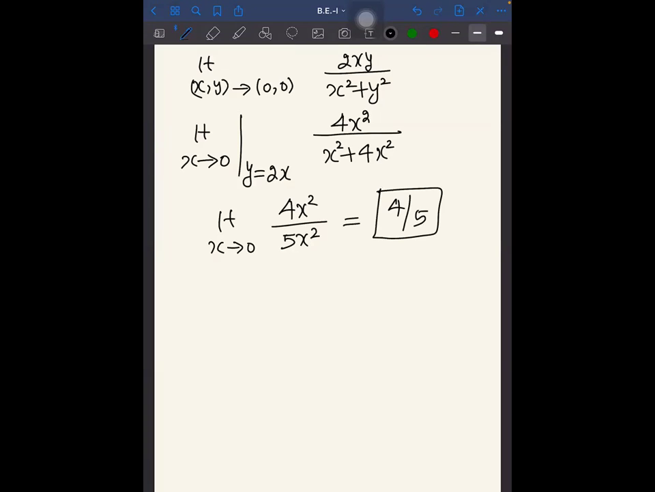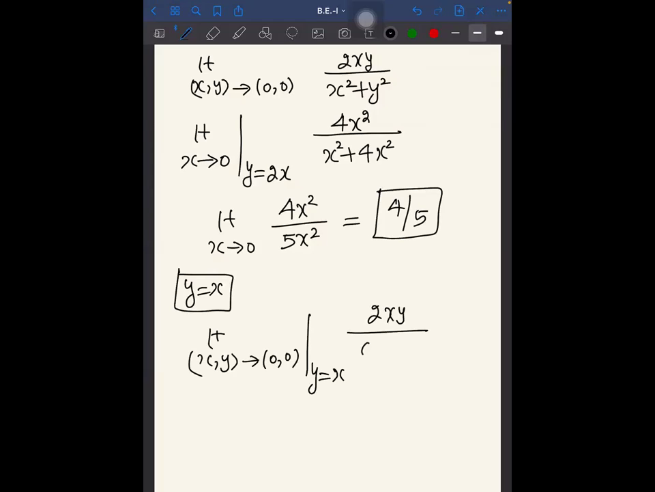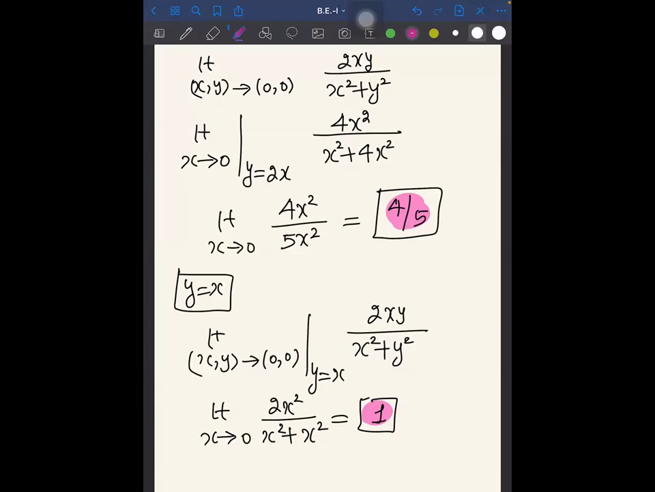If I take a different path, let's say y is equal to x. Now what will happen? Limit xy goes to 0 0 and I choose y to be x. Now you put y is equal to x. 1 बन जाएगा. So 2x square upon x square plus x square क्या बन गया? 1 बन गया. Are you getting this? Yes, sir. So it's 4 by 5, it's 1. So these two are different.